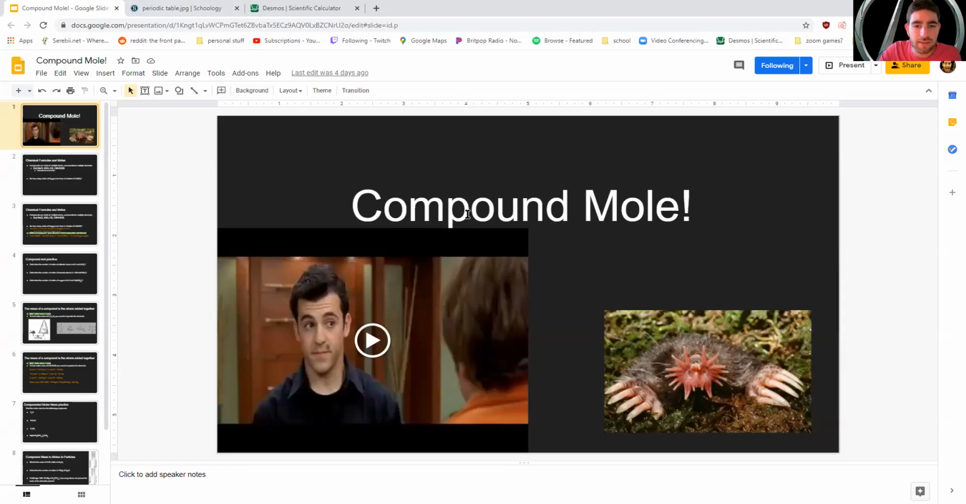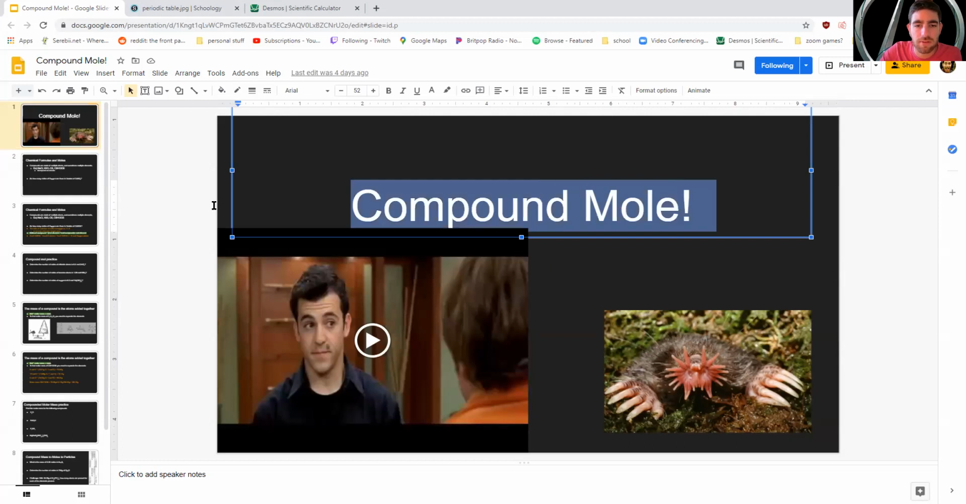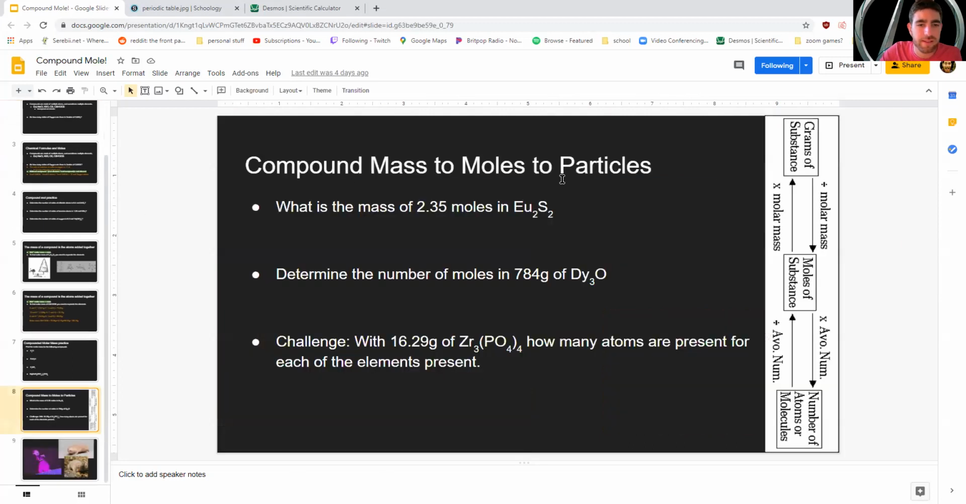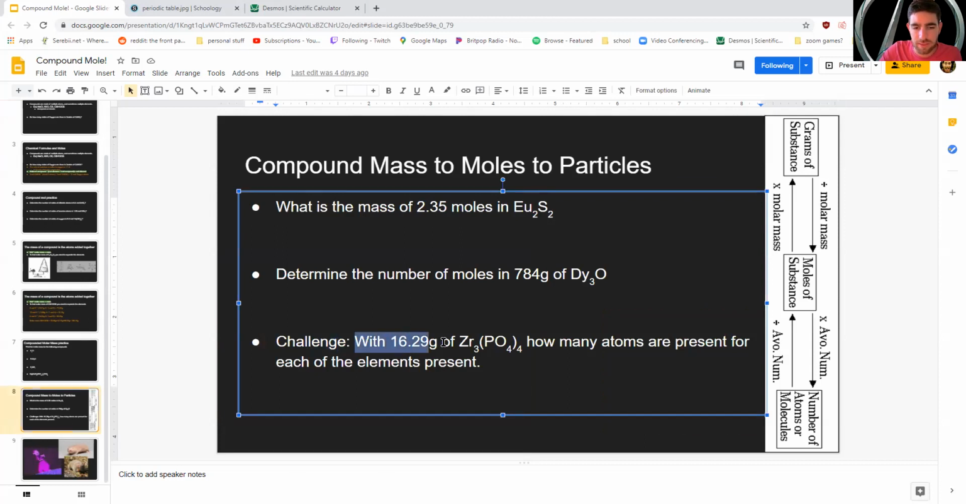So we're going to be doing the last problem for the compound mole lecture. If we go to the last slide here, it's a challenge problem with 16.29 grams of trizirconium tetraphosphate. How many atoms are going to be present for each of the elements present?